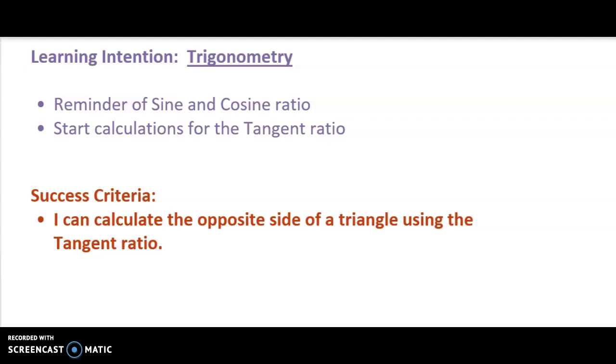Hello and welcome to lesson 4 for trig for right angles. We're going to look at a quick reminder of the sine and the cosine ratio, and then we're going to start calculations for the tangent ratio. You know you've been successful if you can calculate the opposite side of a triangle using the tangent ratio.